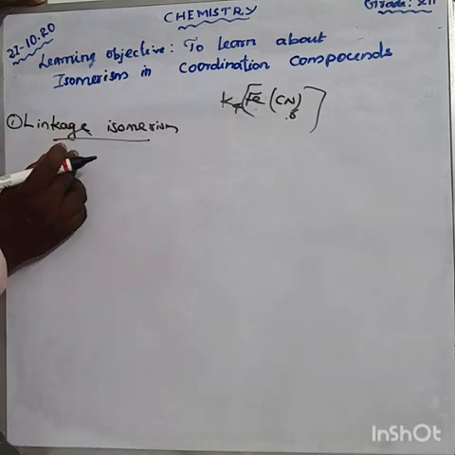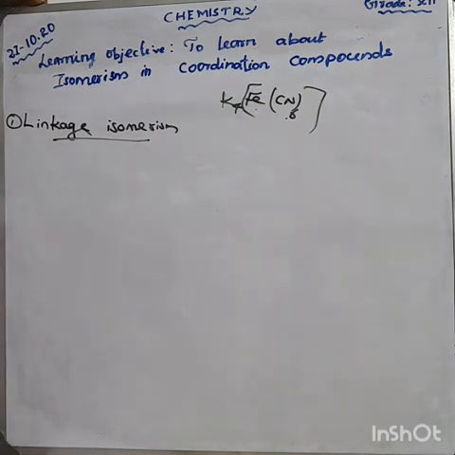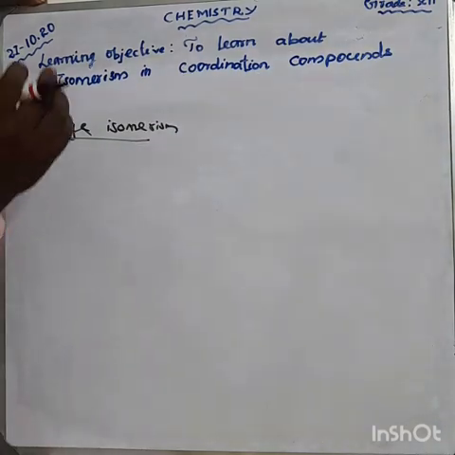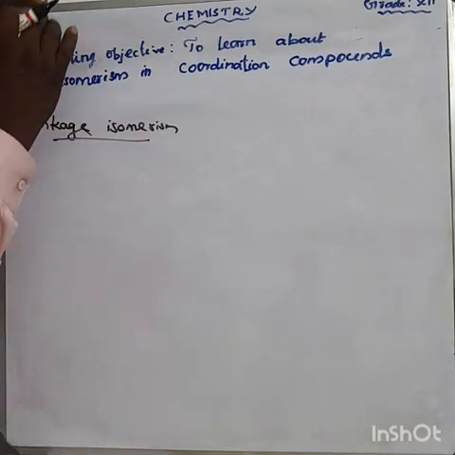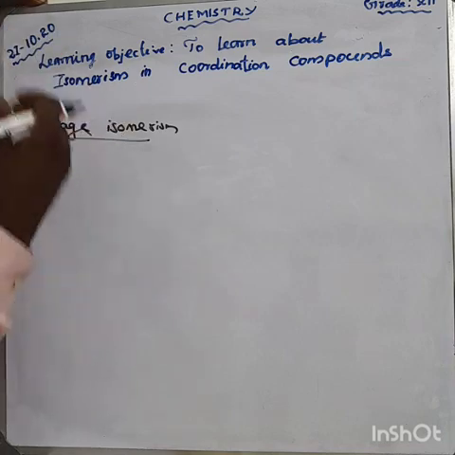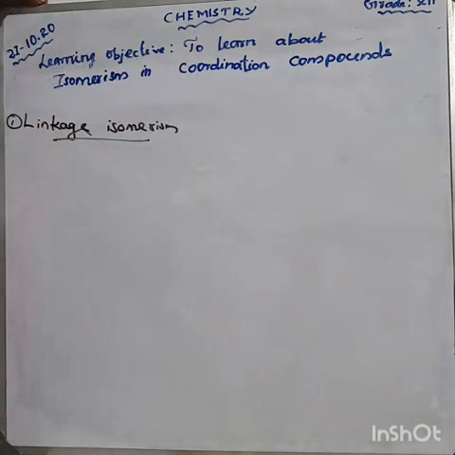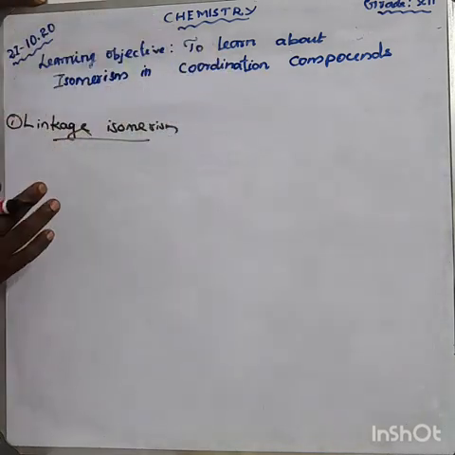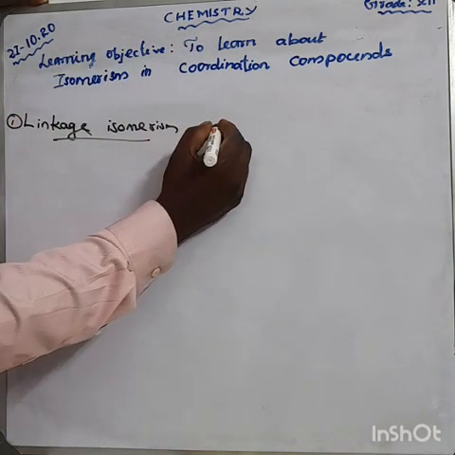Now, about linkage isomerism. What does linkage isomerism mean? The ligand is bonded to the central metal atom or ion through either of two different donor atoms. Here we are taking an example of an ambidentate ligand. Okay, which ligand? Ambidentate.